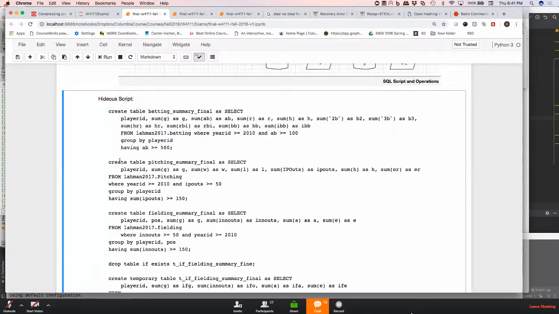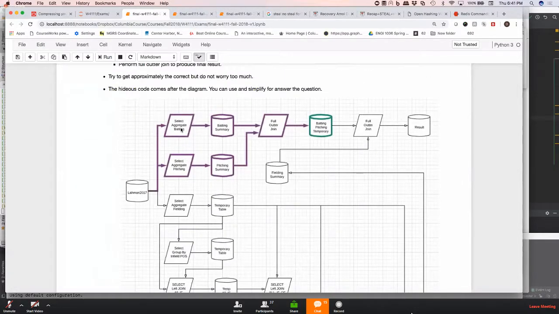Same game down here, literally basically the same idea. Create the pitching summary. What are the metrics that I want? Don't look at years before 2010. If they weren't a pitcher for at least 50 outs in that year, ignore that year. And then don't include people who did not pitch for at least 150 outs. So that's this.